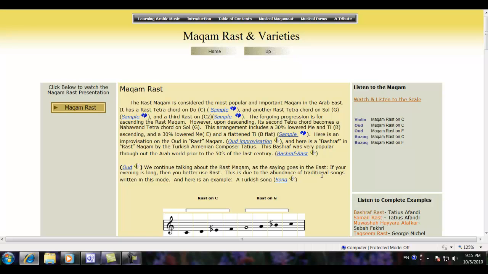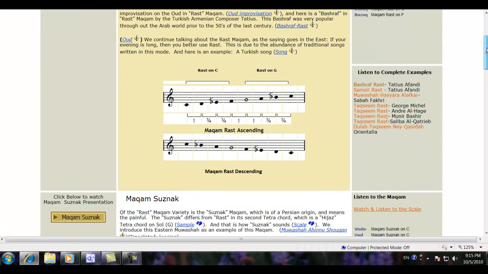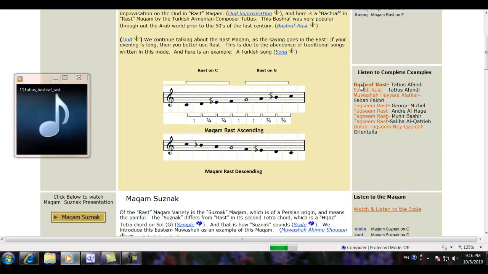And of course, on the bottom here, you have the full examples of pieces of music, classical or traditional, that is composed on the Rast Maqam. A good one here is Bashraf Rast by Tatius Effendi.